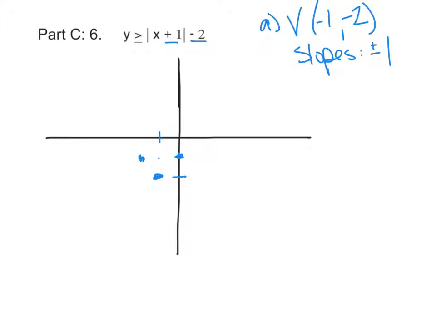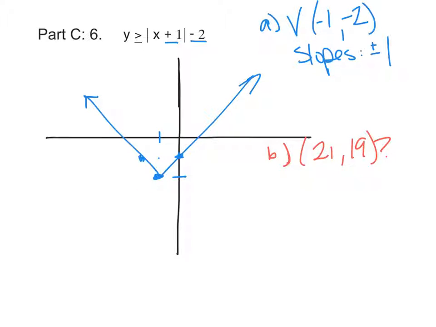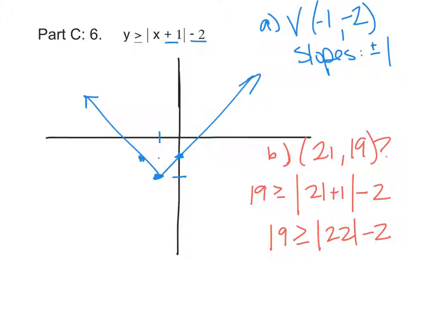And then we need to determine whether it's a solid line or dotted. Again, look at the inequality. That's greater than or equal to. So I'm going to use a solid line to draw that V. And now we need to determine which way we shade. So in part B, I ask, is 21, 19 a solution? And we plug it in, and is 19 greater than or equal to absolute value of 21 plus 1 minus 2? Is 19 greater than or equal to absolute value of 22 minus 2? Is 19 greater than or equal to 20?